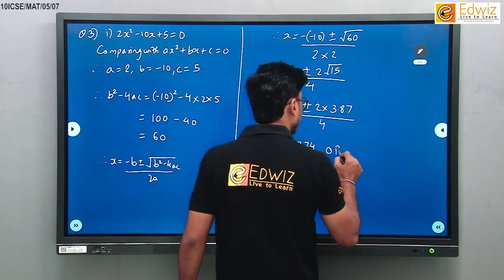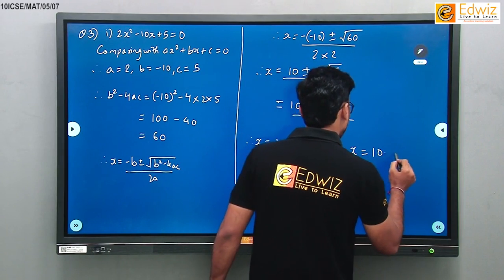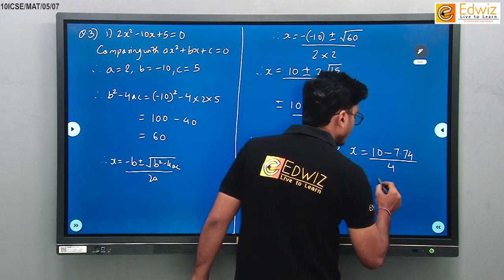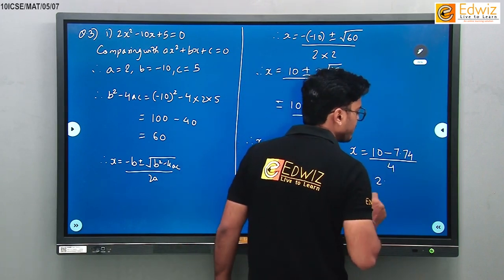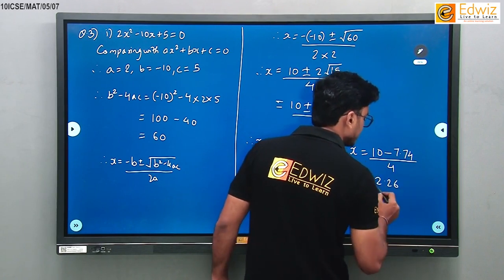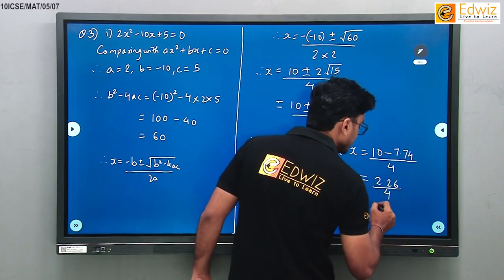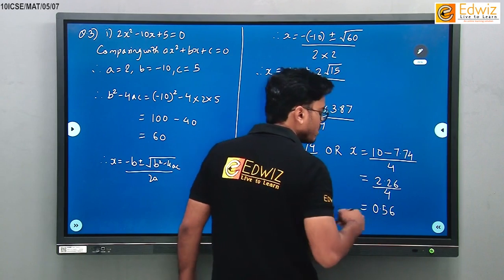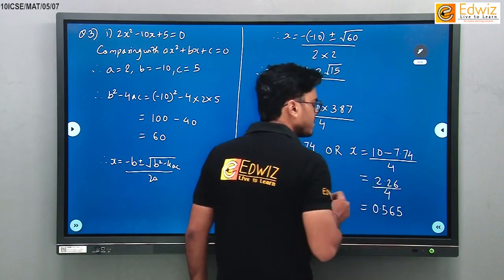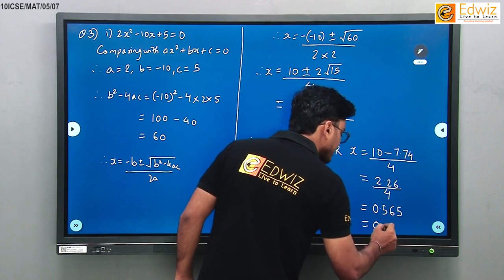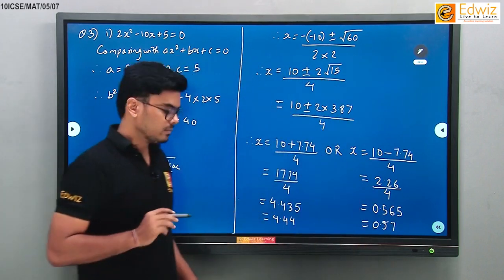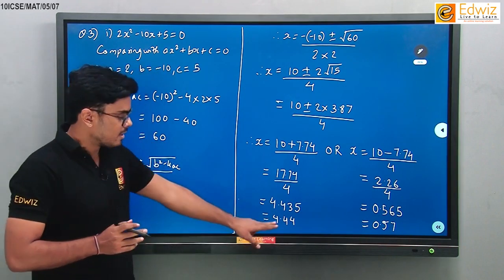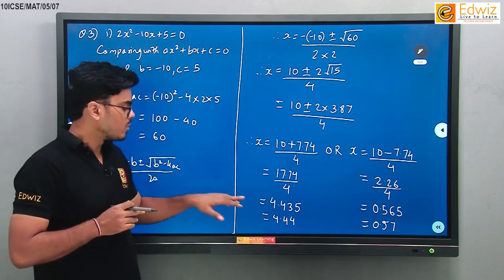Okay, or the second value can be x equals 10 minus 7.74 divided by 4. So 10 minus 7.74 is 2.26 divided by 4. This is equal to 0.5, 4 5s are 20. Then we have 26. 4 6s are 24. Again 2 is the remainder. So 4 5s are 20. Again round this off. So this can be written as 0.57. Correct? So these two are our possible solutions in this quadratic equation, correct to 2 decimal places.